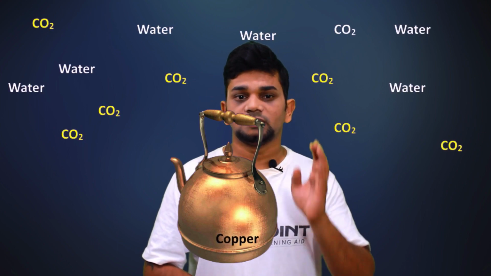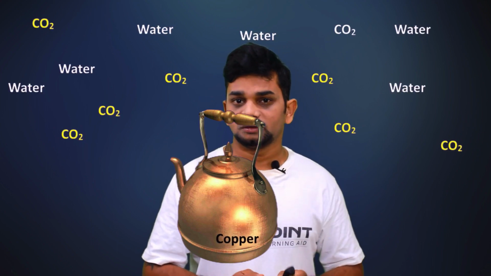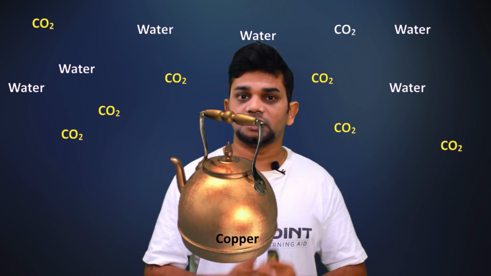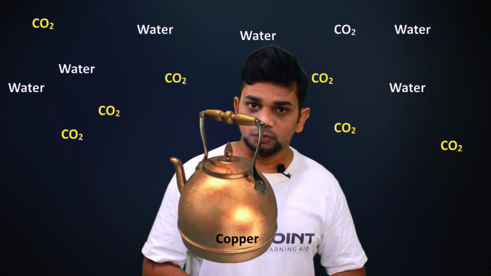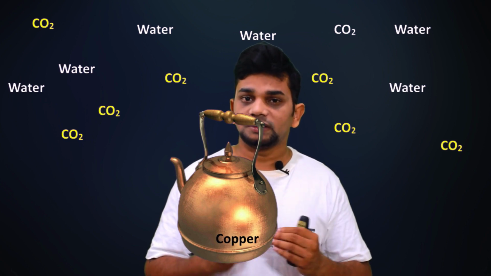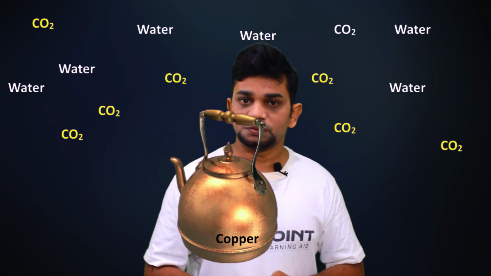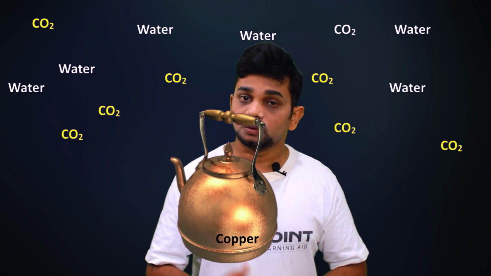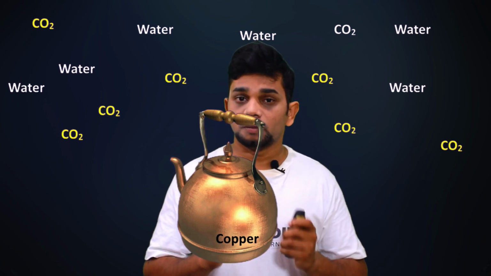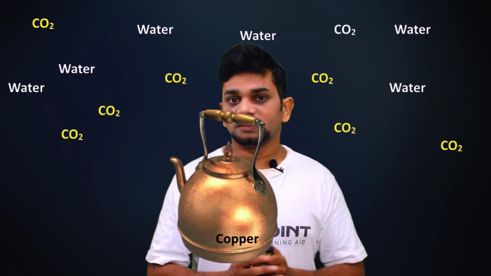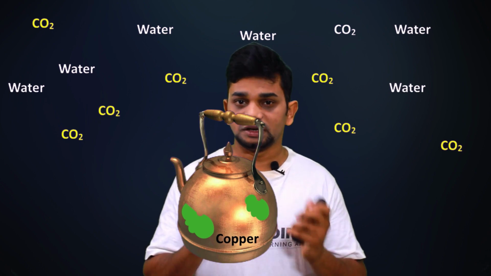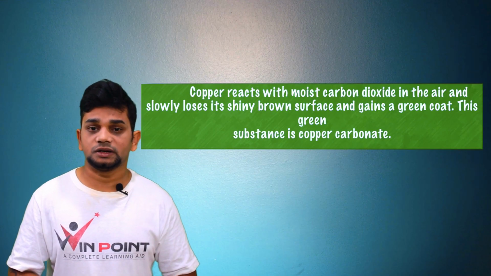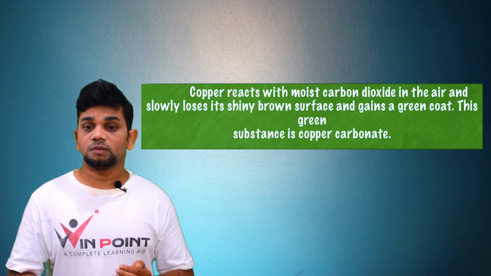It is a copper vessel. In the atmosphere you can see there are water and carbon dioxide. We are considering water and carbon dioxide. There are many elements in the atmosphere. If there is an interaction between copper and this atmosphere, the water and carbon dioxide are going to react with copper to form copper carbonate. So this is the reason for the green coating. Here you can see after the reaction the green coating. Now let's write the explanation. Copper reacts with moist carbon dioxide.